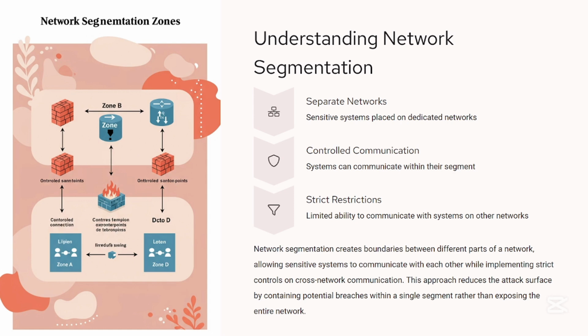So network segmentation creates boundaries between the different parts of the network, allowing sensitive systems to communicate with each other while implementing strict controls on cross-network communication. This approach reduces the attack surface by containing potential breaches within a single segment rather than exposing the entire network. I think that's a good enough explanation.